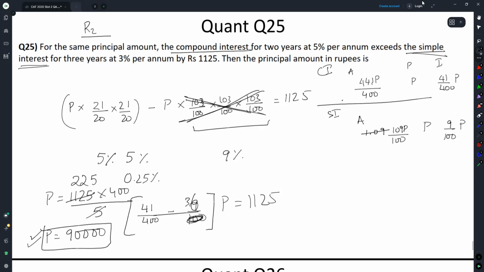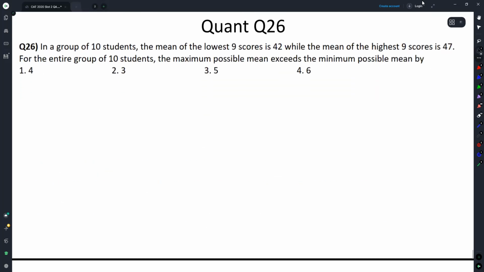Okay, the answer is of course 90,000. Done. Next one. Last one. In a group of 10 students, the mean of the lowest 9 students is 42, while the mean of the highest 9 is 47. For the entire group of 10 students, the maximum possible mean exceeds the minimum possible mean by.